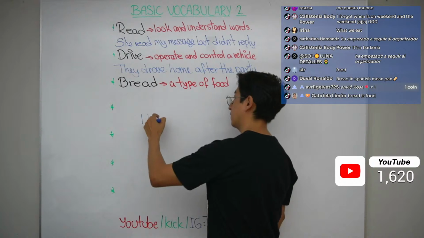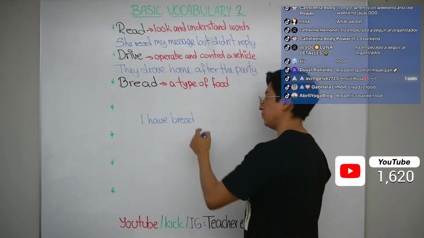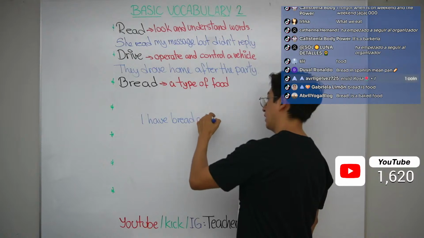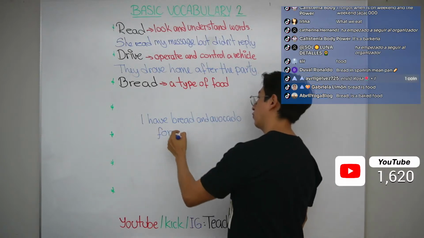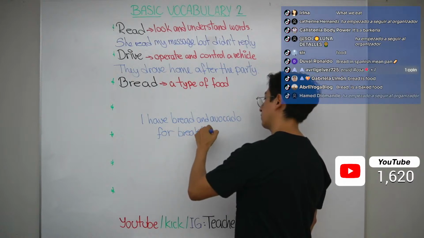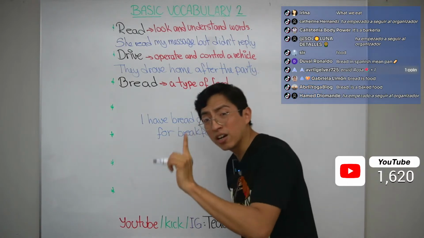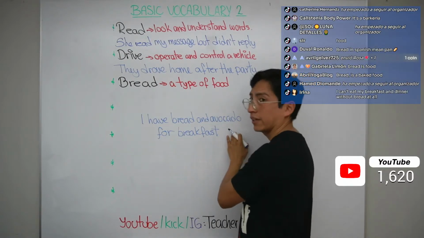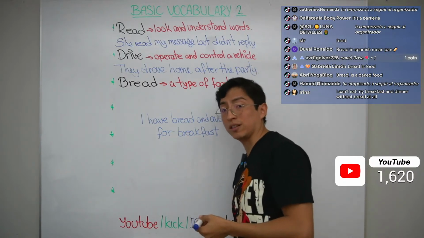I have bread. I have bread and cheese and avocado. Let's put here avocado for breakfast. Okay, I have bread and avocado for breakfast. Or the other possibility, I have avocado sandwich. Okay, avocado sandwich. Yes, it's a baked food. Yeah, that's a good meaning.